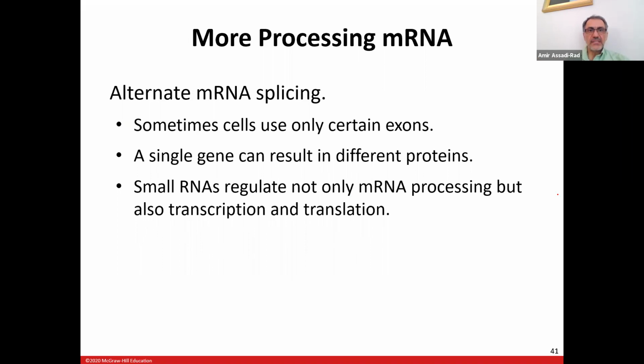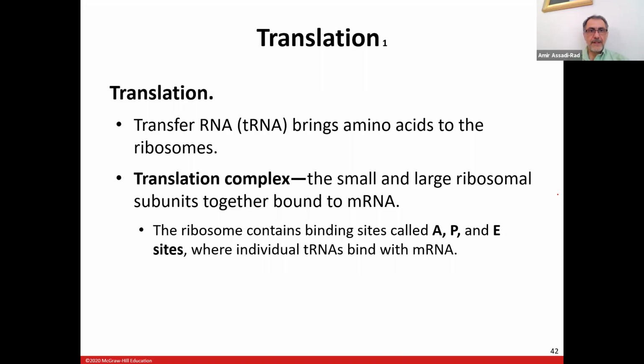Alternate RNA splicing in some cells, using only certain exons and genes, results in different protein molecules. Small RNA regulates not only mRNA processing, but also transcription and translation.